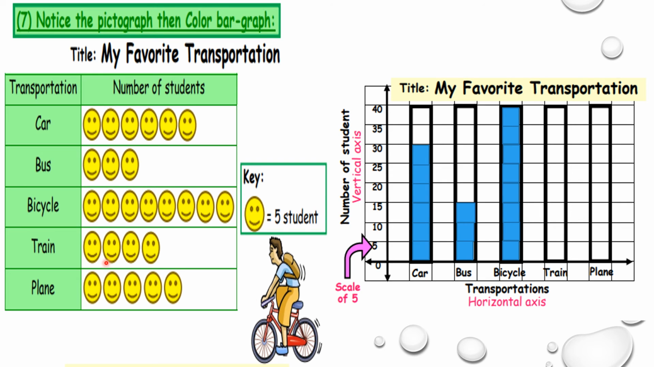How many like trains? There are 5, 10, 15, 20. So we color the bars here to reach number 20. Next one here is plane. So there are 5, 10, 15, 20, 25. So I will color here to reach number 25.